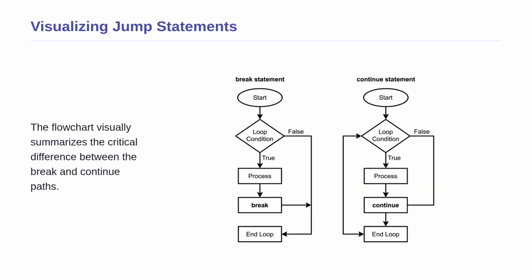To solidify our understanding, let us look at this flowchart comparing the two statements. On the left, we see the break statement's path. Notice how the arrow from the break box completely severs the loop cycle, pointing straight down to the end of the loop. It forces the program to move on to whatever code lies beyond. In contrast, look at the continue statement on the right. The arrow from the continue box does not exit the loop. Instead, it merely short-circuits the current cycle, routing the program directly back up to the condition check diamond to see if another cycle should begin. This visual perfectly captures the difference between an emergency exit and a skip button.